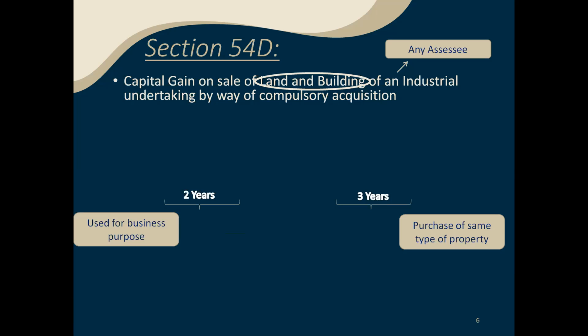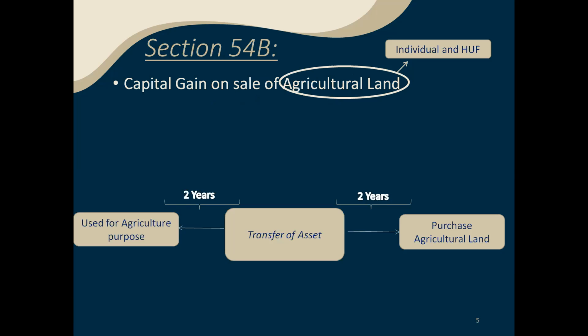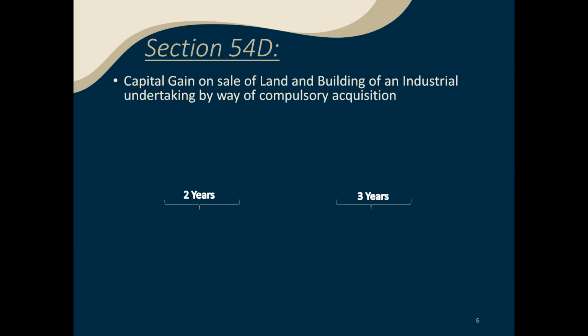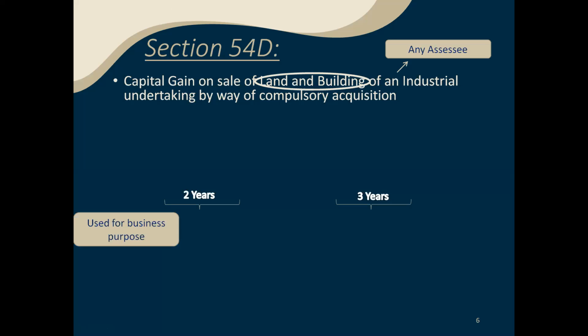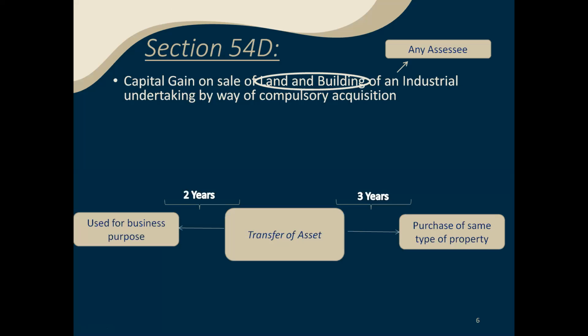So as of now, whatever we saw is only for long-term capital gain assets, except for 54B and 54D. So we have seen 3 sections, out of which only one has the condition of long-term capital asset. 54B and 54D exemption is available even for short-term capital gain. And the one exclusion from the other 2 sections is that 54D is applicable for any kind of assessee.